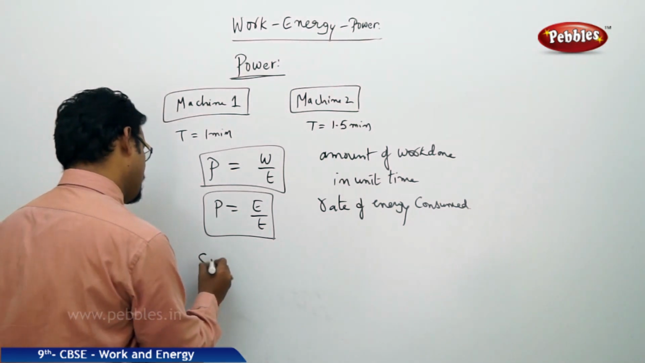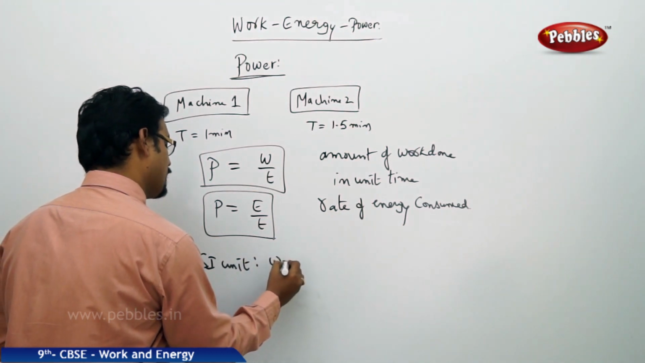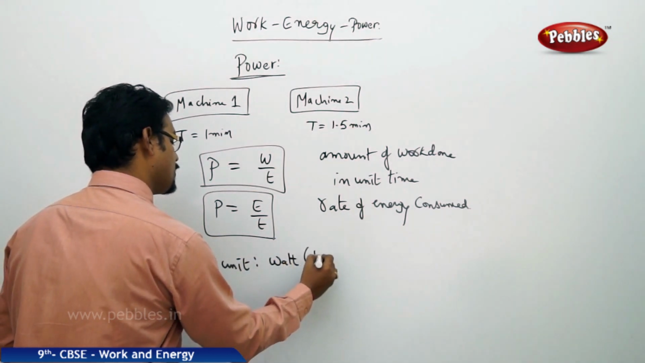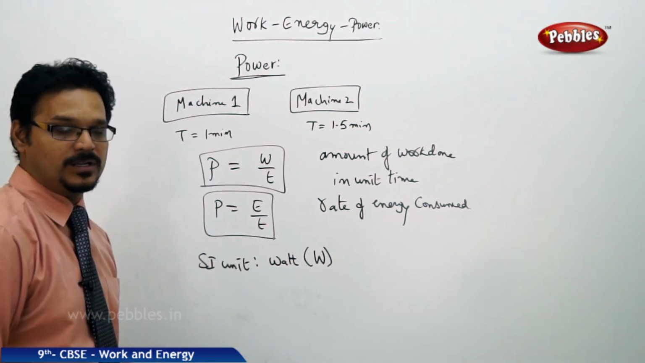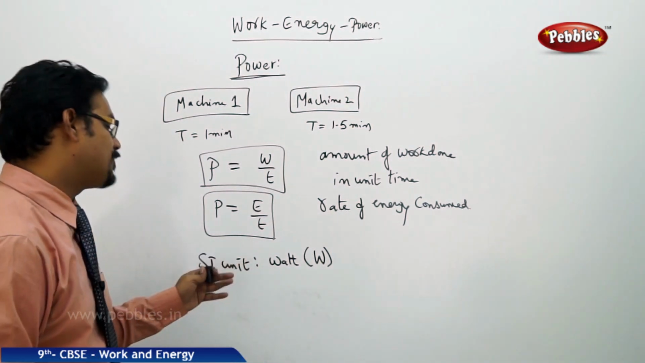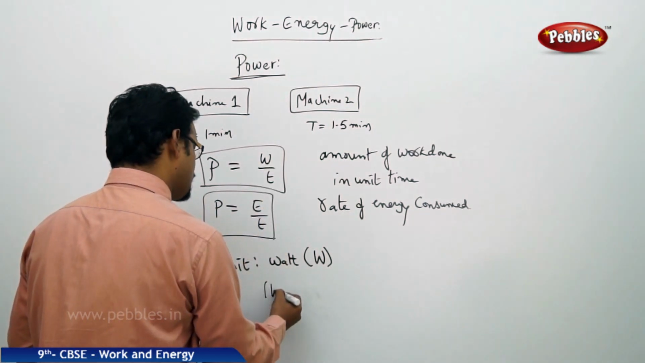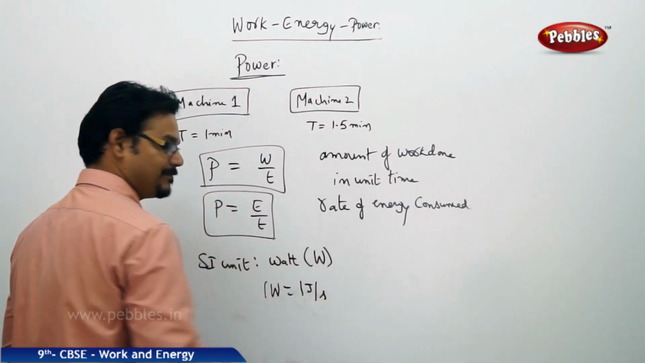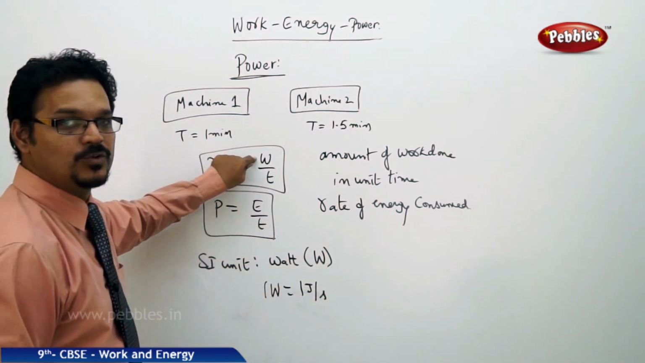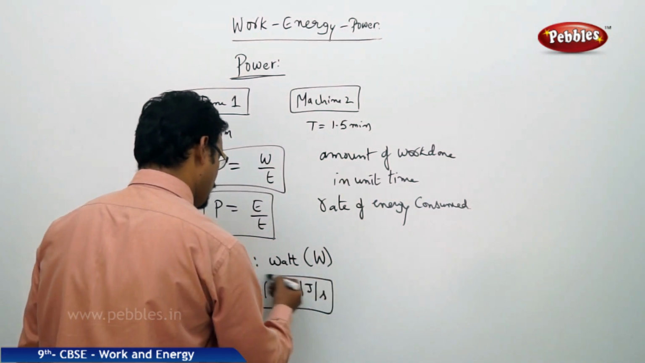If you see the SI unit of power, it is watt, W-A-T-T, in short form capital letter W. After the name of James Watt, we kept the SI unit for power. According to the formula, you can write 1 watt equals 1 joule per second, because the work unit is joule and time is second.